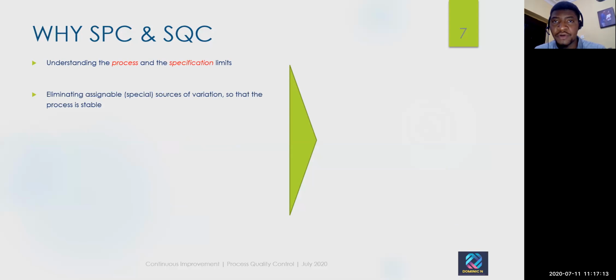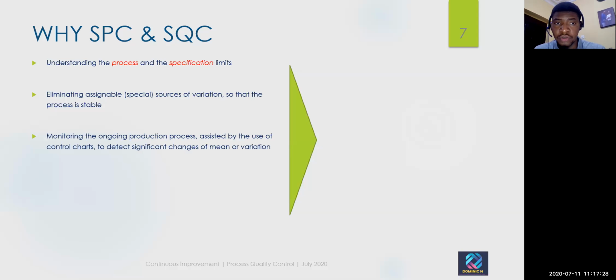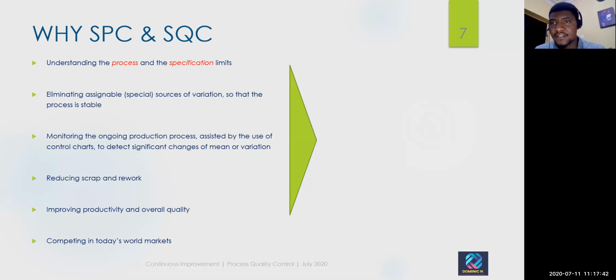So even when you have variations that are okay, you still want to control it. You want to get the best out of it. Then when you have assignable variation, those special sources, the abnormal ones, then you want to bring them into control. Also monitoring the ongoing production process, that's one of the reasons why we do this. You want to reduce scrap and rework. You'll understand this better when we go into Six Sigma next week. Improving productivity and overall quality, competing in today's world market.